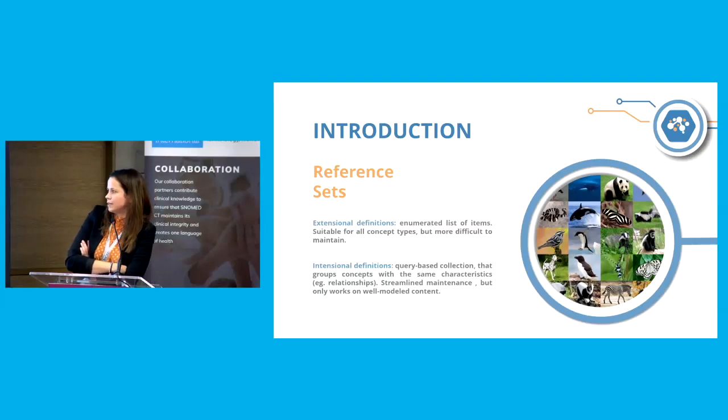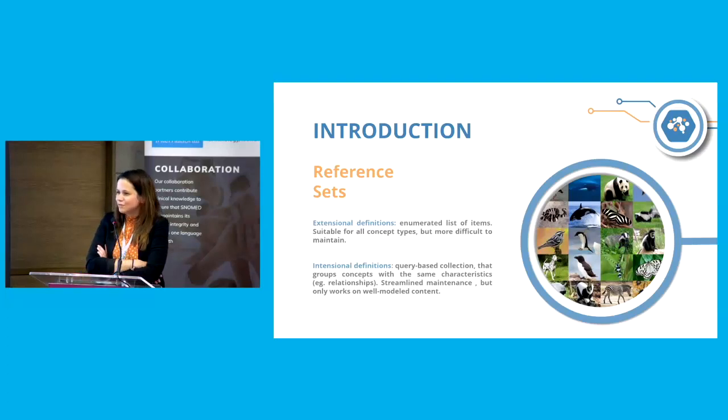The first is called an extensional definition. In SNOMED world, that's a simple type reference set. That's an enumerated list of concepts when you're listing the concepts one by one. It is a great way to collect different concepts for different domains, but when it grows in size, it can be tricky to maintain. And I happen to know about a lot of these large simple type ref sets that are difficult to maintain. We'll discuss that later.